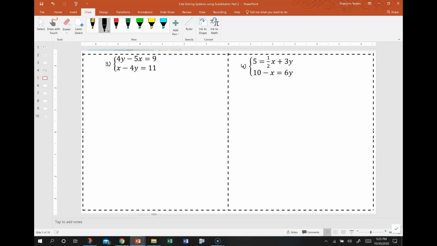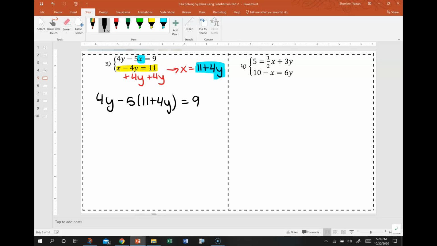Okay, here I notice immediately that this x is only 1x, so this one's going to be the easiest one to solve for x. So I can add 4y to both sides, and the new equation is x equals 11 plus 4y. So now I'm going to take the 11 plus 4y and plug it in for my x. So I have 4y minus 5, and then we're going to do 11 plus 4y, because that's what I'm plugging in for my x, equals 9.